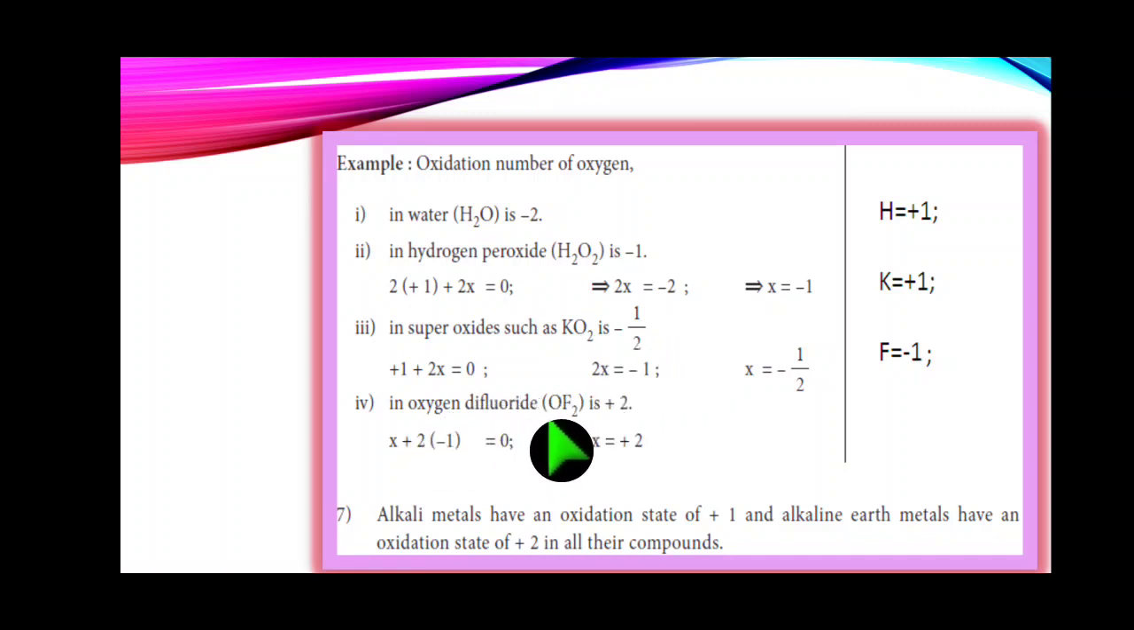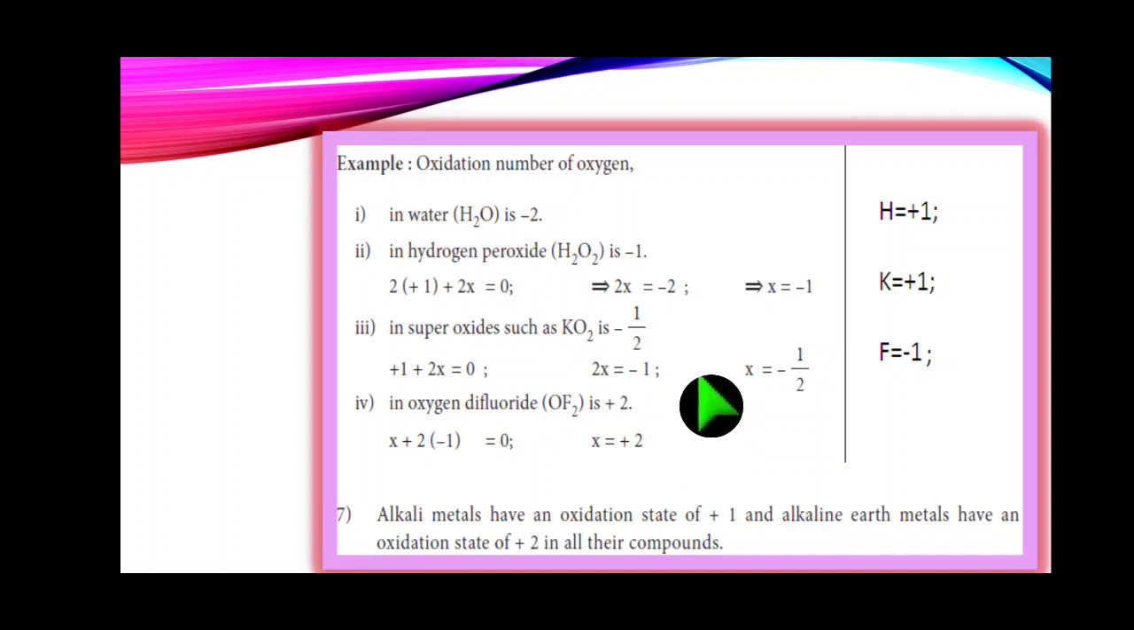Then in oxygen difluoride, OF2, the common name is oxygen difluoride. Here oxygen charge is plus 2. So how it becomes? Oxygen charge we are going to find, assumed to be X, plus 2 fluorine, 2. The fluorine carries oxidation state always minus 1. Just you substitute minus 1. So X minus 2 equal to 0. X equal to plus 2 will come. So X means oxidation state of oxygen. So here oxygen has 4 types of oxidation state. Minus 2 is possible, that is a common oxidation state. Then minus 1 is possible in peroxide. Then minus 1 by 2 in superoxide. And plus 2 in oxygen difluoride.